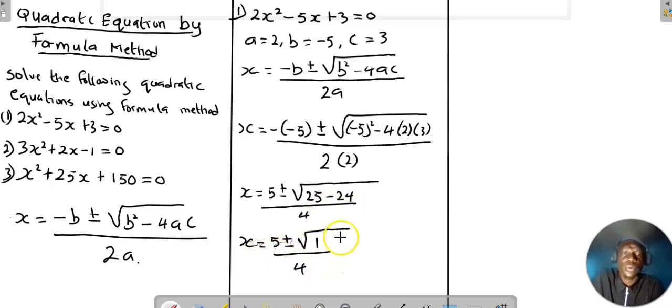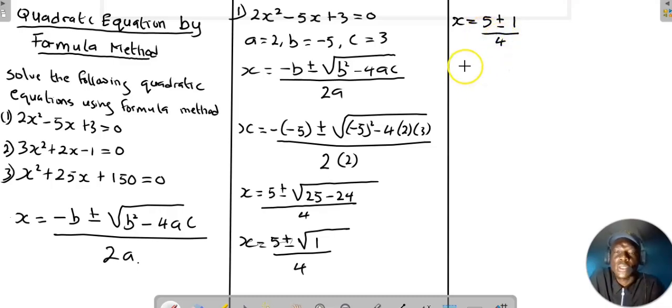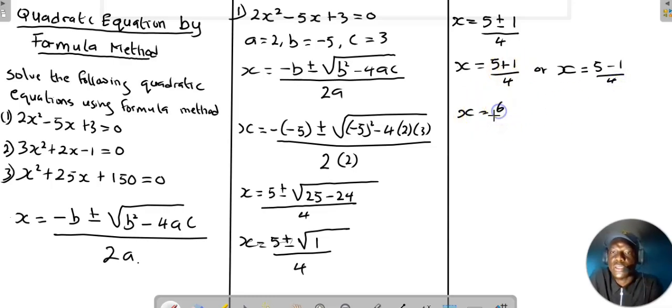So what's the square root of 1? The square root of 1 is 1. So x is equal to 5 plus or minus 1, all over 4. So let's separate this plus or minus sign now. x is equal to 5 plus 1 over 4, or x is equal to 5 minus 1 over 4. So 5 plus 1 will give us 6, so that's 6 over 4, or 5 minus 1 is 4, so 4 over 4.